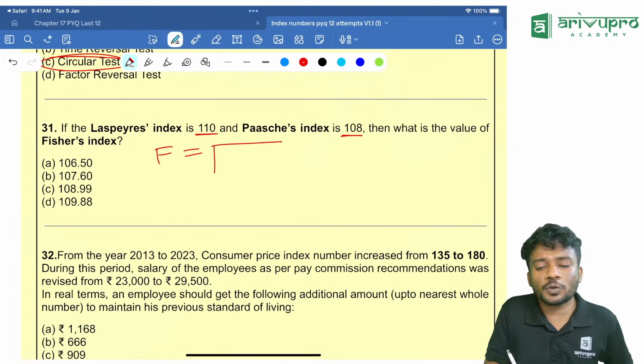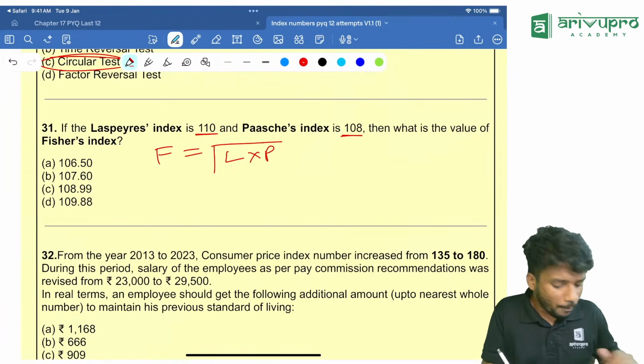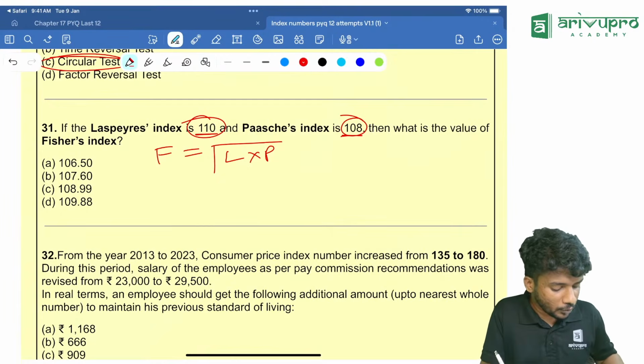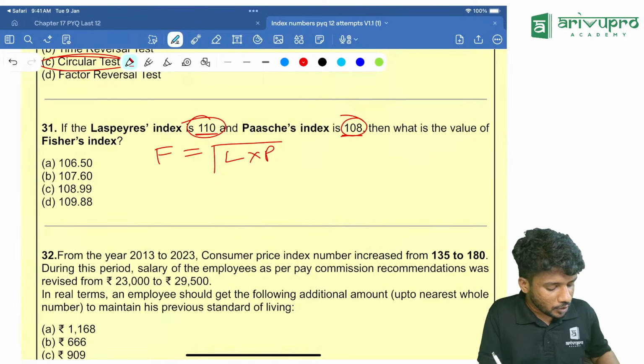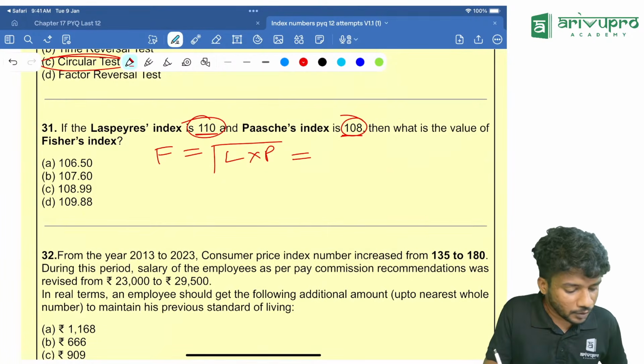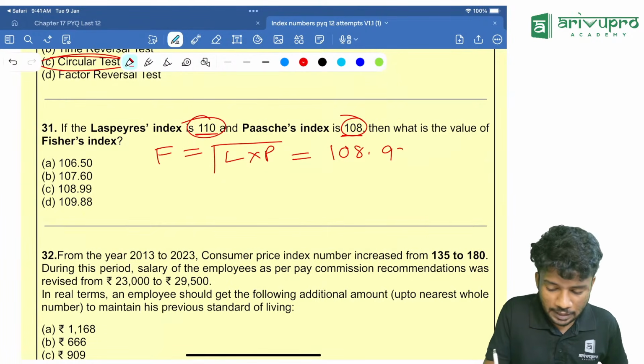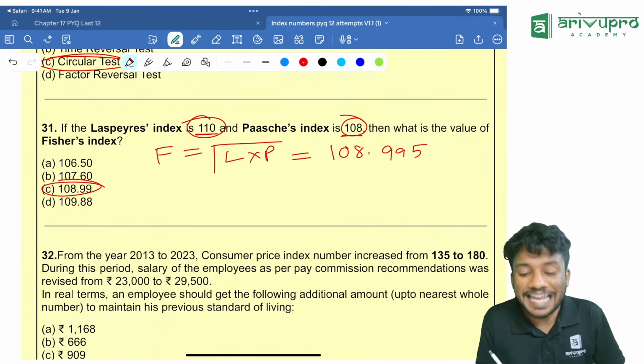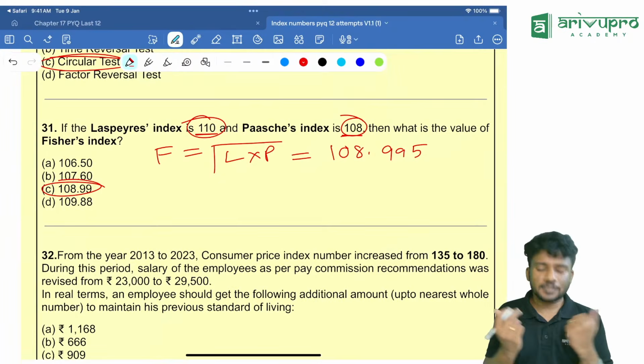Fisher is nothing but root of Laspeyres into Paasche. Root of Laspeyres into Paasche means 110 into 108. 110 into 108 equal to, then click root. How much are you getting? You are getting 108.995. Nearest answer is 108.99. Option C is your answer, people.